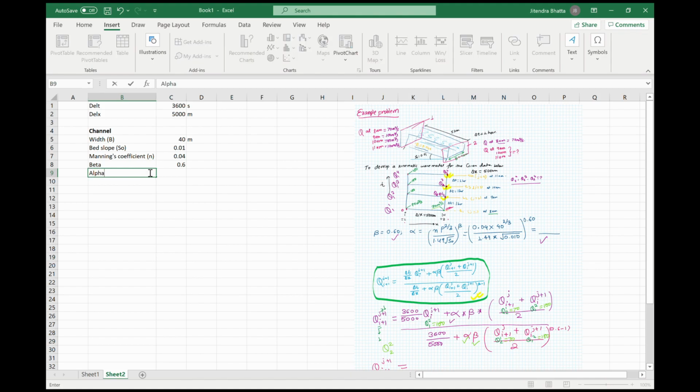Now we have to find our alpha. To find our alpha, we have to use this equation here. Now this will equal n times p. Let's take p as b, assuming it to be a wide shallow channel. So we get p to the power 2 by 3 divided by 1.49 into the square root of S0, this S0 to the power of beta. So this is our alpha.